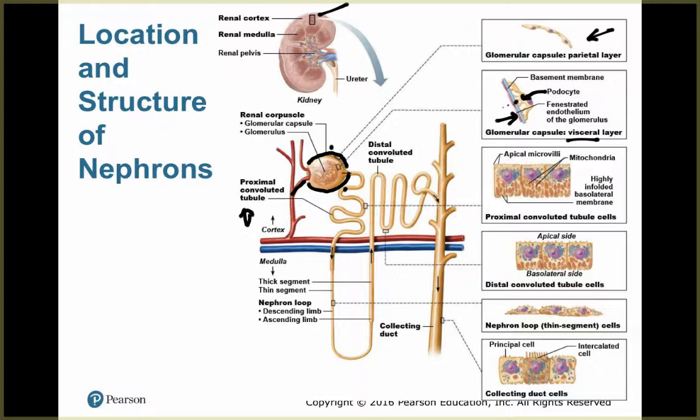Once it comes in here, you'll see the glomerulus in the middle with all those lines going around, and then the capsule on the outside, also known as the Bowman capsule. Once the filtrate goes into there, it's going to go out here, and you can see that this first area is what's known as the proximal convoluted tubule.